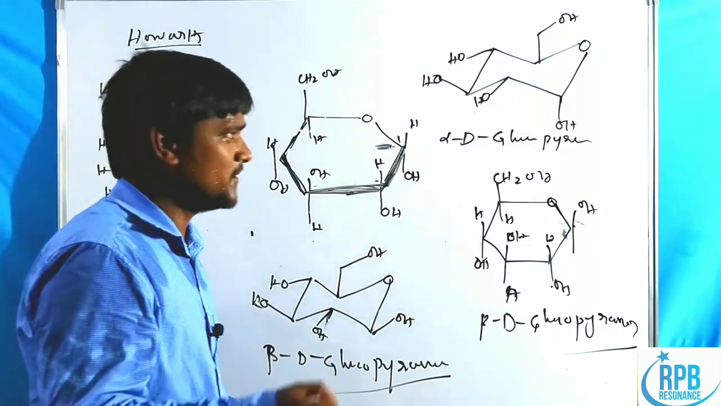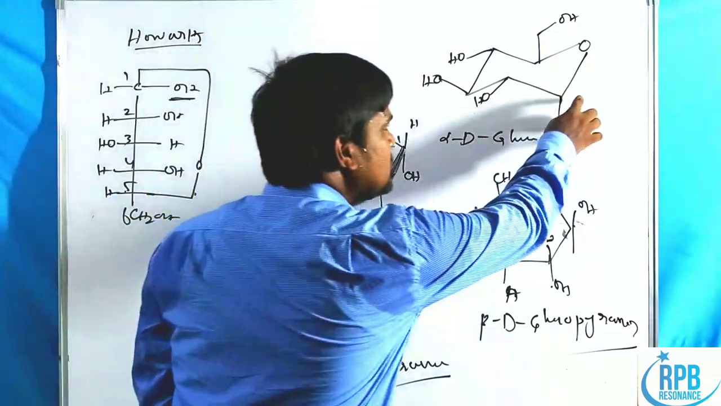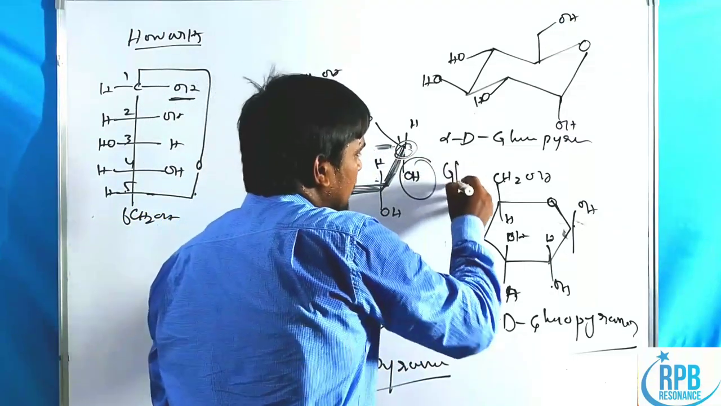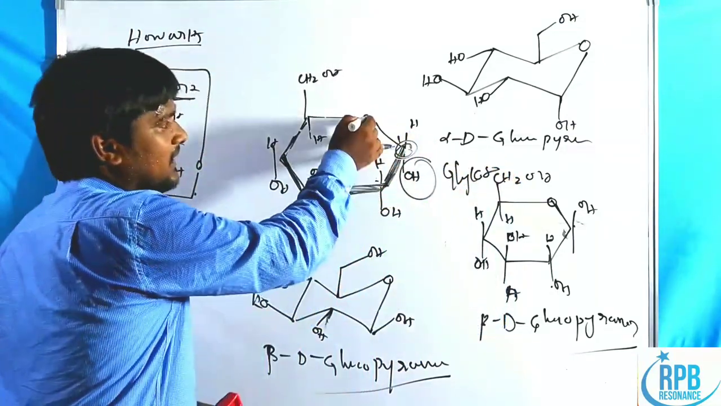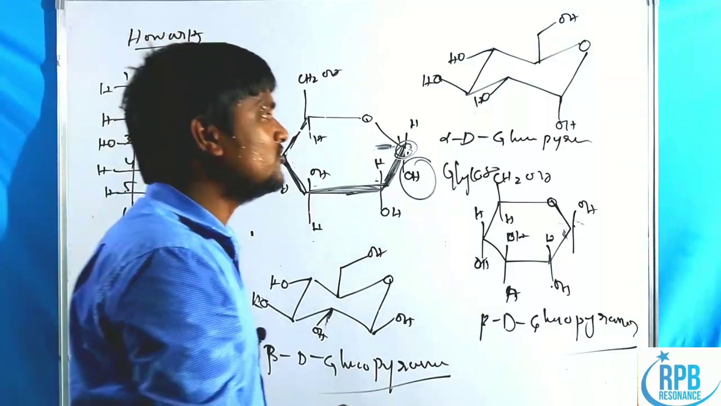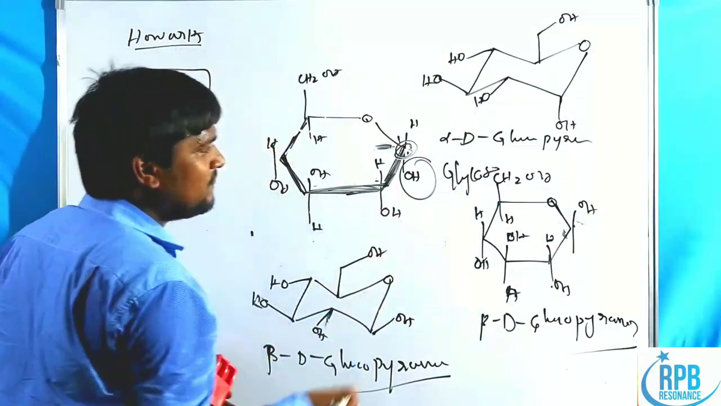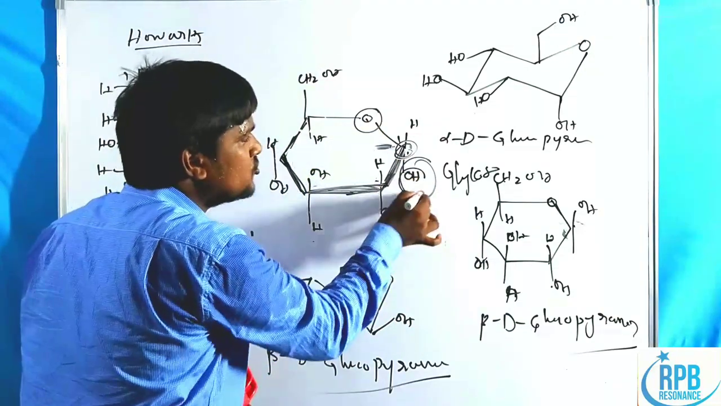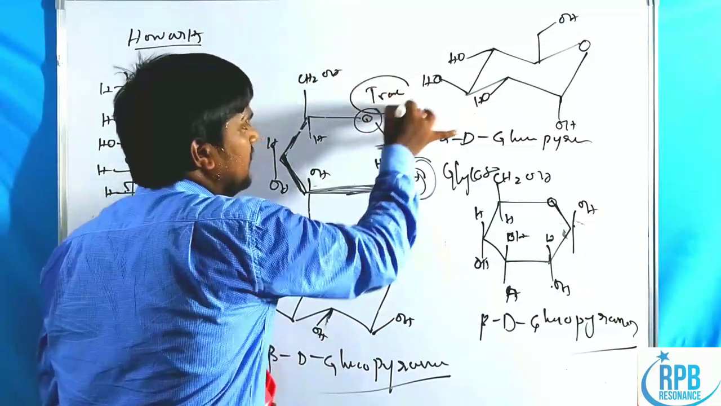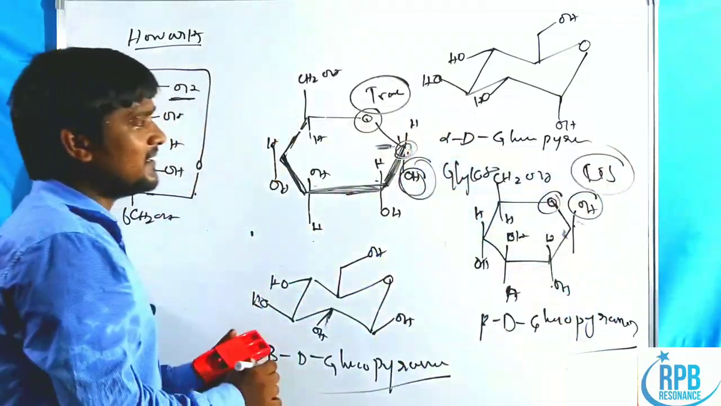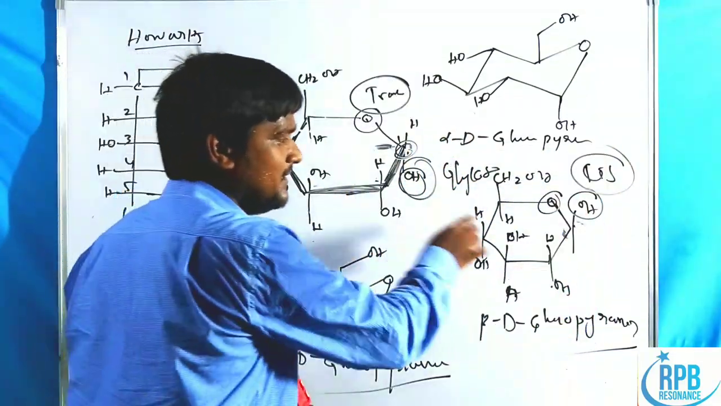Very simple trick. Here the OH group is the glycosidic OH. The glycosidic carbon has the oxygen atom, so that is OH. Now in the case of the alpha isomer, the O and OH groups are trans. In the case of the beta isomer, both are cis. The trans and cis stability cannot be explained by the Howarth projection.